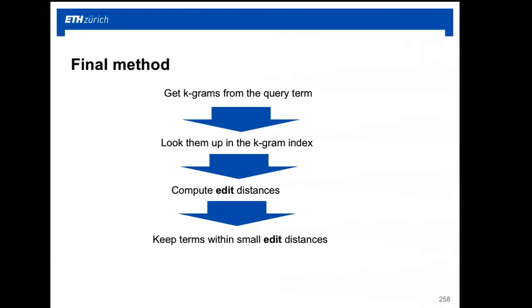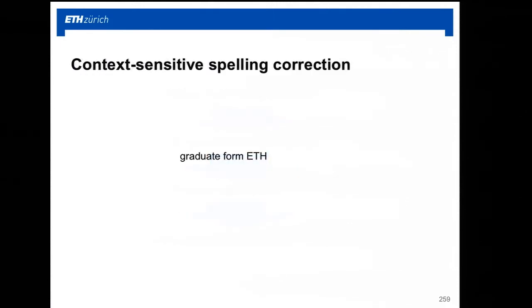Again, I'm not saying this is the one way of doing that. Every time it depends on your use case, it depends on the collection you are indexing, so there is no absolutely right answer, but it's good that you know all of the possibilities to do this. Okay, so that's it for spelling correction in the classical sense, using edit distance or Jaccard coefficients and k-gram indices.